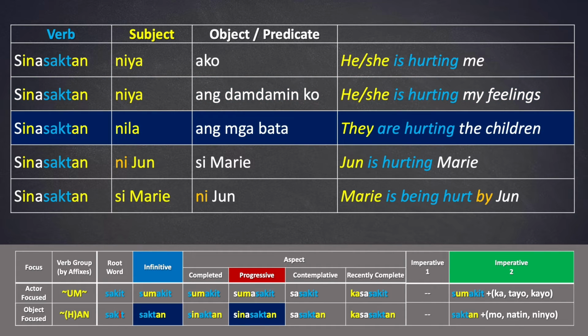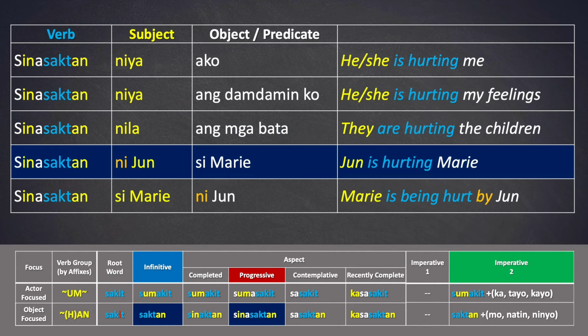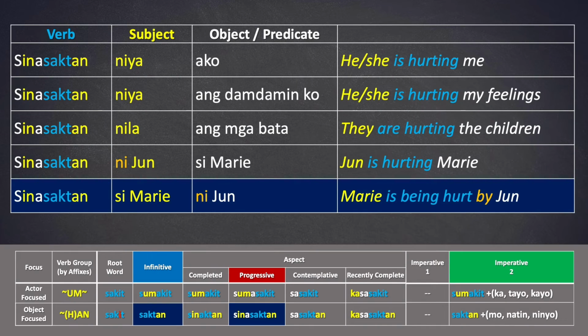Sinasaktan nila ang mga bata. They are hurting the children. Sinasaktan ni June si Marie. June is hurting Marie. The next example means the same thing but with a different word order. Sinasaktan si Marie ni June. Marie is being hurt by June. Just a simple demonstration of the flexibility of the Tagalog sentence structure.